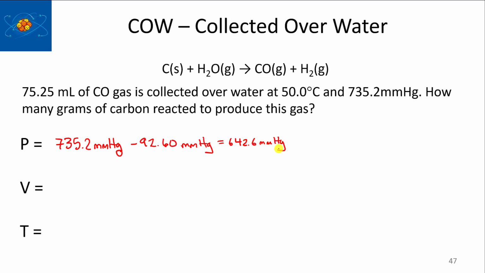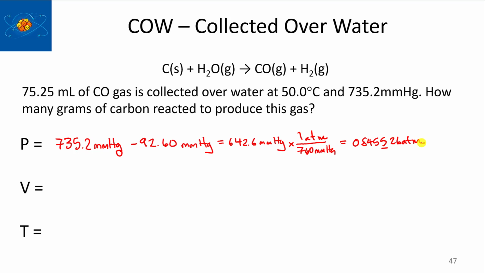Now, that's not the unit I need because we know R now is supposed to be in atmospheres, so we'll say 760 millimeters of mercury is 1 atmosphere. So when I do that calculation, I'll have 0.8455, and I'll carry a couple of extra sig figs, 0.845526 atm.